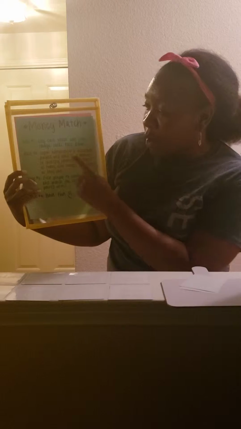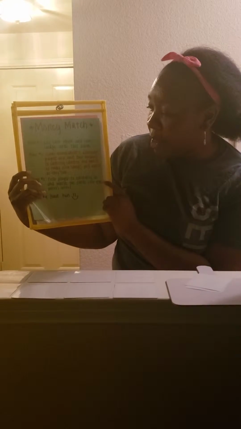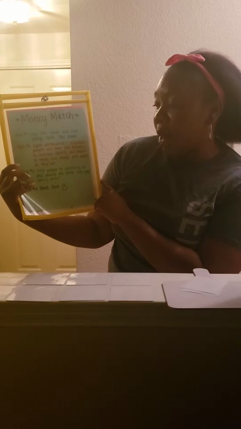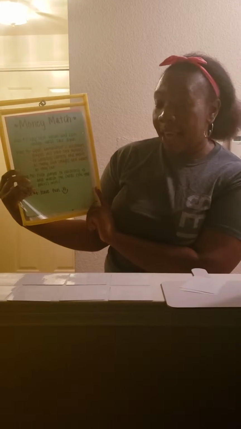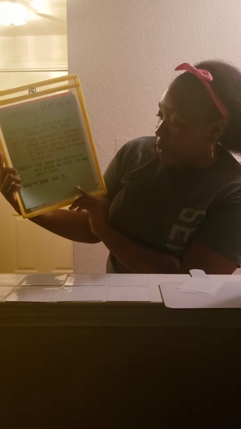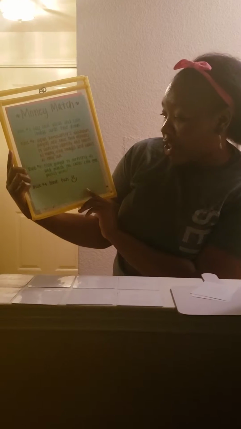The rules for the game include: we lay the coin value and coin image cards face down. Upon the announcer's discretion, the players will have 2 minutes to correctly identify and match as many coin images and values as they can. Rule number 3, the player with the most pairs wins the game. And rule number 4, have fun.